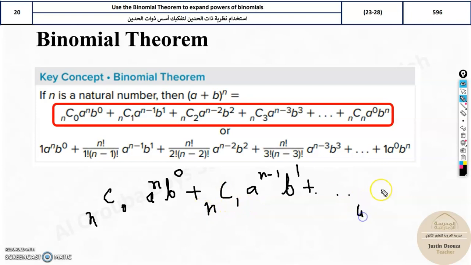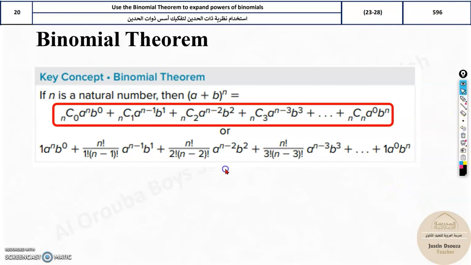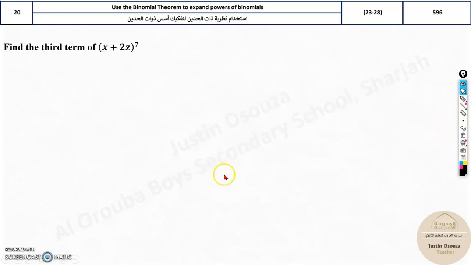Imagine you had 4. Then when you get C4, you have to stop because over here it will be 4 minus 4. It's 0 and B will be 4 or A power 0. Whenever you reach this, you will have to stop. We will see a problem. You'll understand how easy it is to solve.